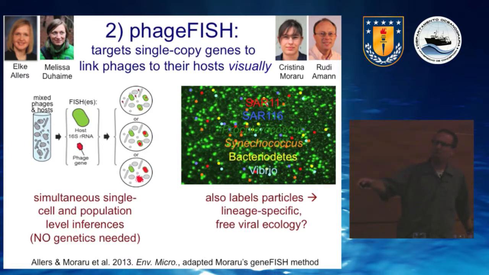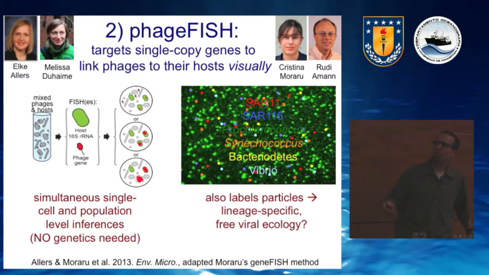And that method is great because it allows you to simultaneously count the number of viruses that are out there that infect a particular lineage, and you don't need genetics. A big problem in doing this kind of work in the oceans is that there are no genetic systems for most of these host cells. So this is accessible to almost any cell that you can normally use FISH with.